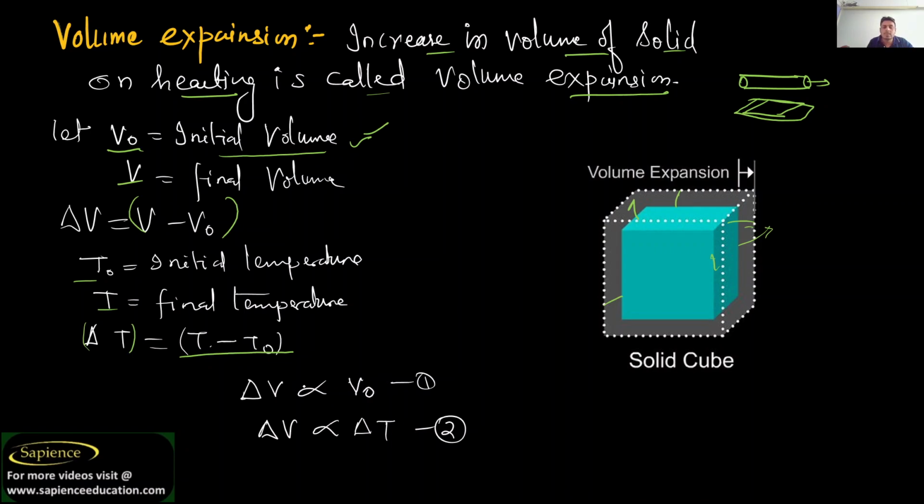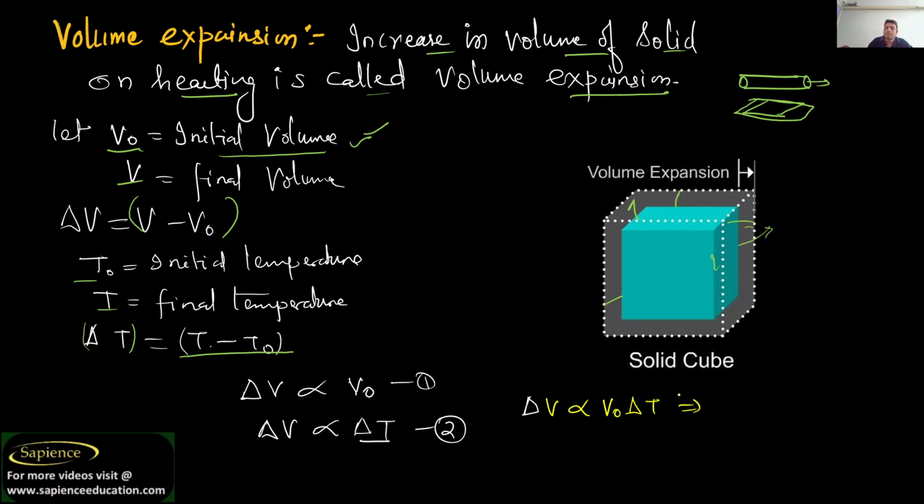Change in volume is proportional to the initial volume. So the more initial volume it has, the more change in volume will happen. And if it has less initial volume, less change in volume will happen. So it means that change in volume is directly proportional to the initial volume. Another important thing is that change in volume is directly proportional to the temperature difference. Now if you combine both of these, what will you get? Change in volume is directly proportional to initial volume V naught into delta T, right?